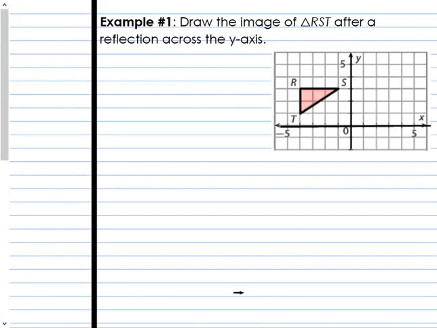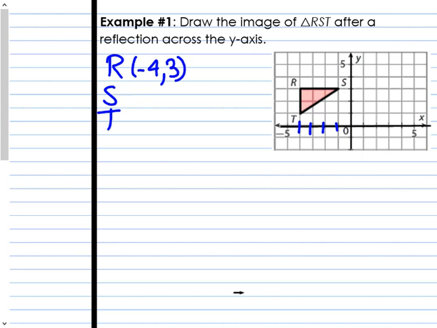So we're going to draw the image of triangle RST after a reflection across the y-axis. Now, if you have a picture, there's no need to write down all the coordinates. If you want to, you can. You can write down R, S, and T, and then say, okay, R is at negative 4, 3, and so on, and apply the coordinate notation. But if you have a picture, just use the picture.